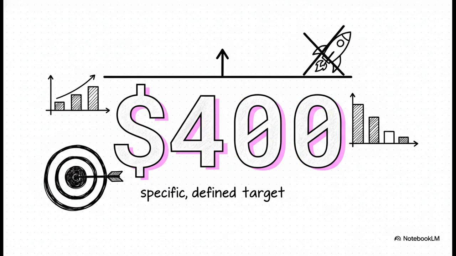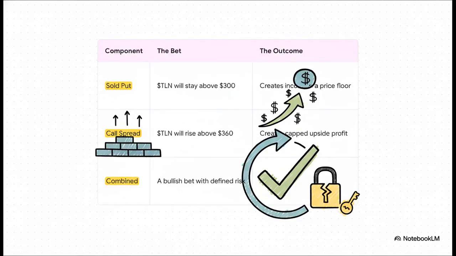And finally, $400. This is the ceiling. This is where the trader has decided to take their profits. They're not betting on the stock going to the moon. Nope, they have a very specific, defined target in mind. So when you put it all together like this, it just clicks, doesn't it?